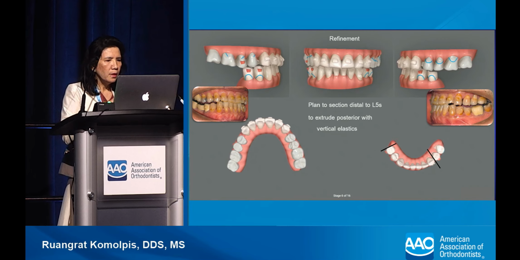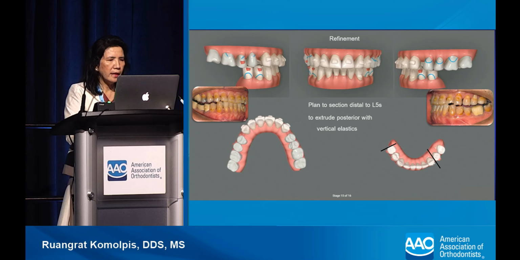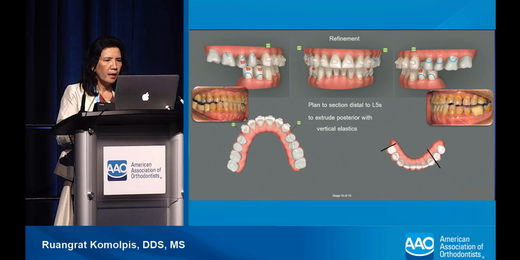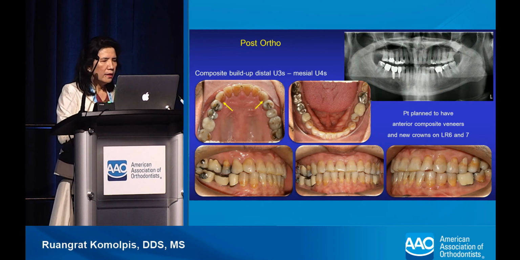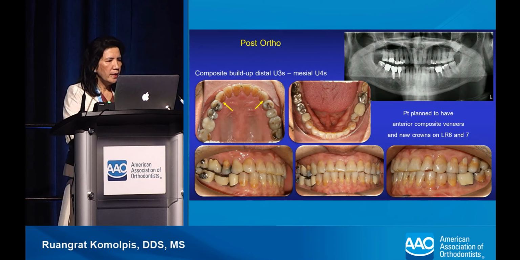So we plan to procline the upper canines and incisors some more to get out of the edge-to-edge bite. And in the back teeth that you don't see in the plan, we use vertical elastic to extrude the posterior. This is after ortho. We did the composite build-up, distal to the upper canines and mesial to the upper 4s. Then the patient plans to have anterior veneers and new crowns on the lower right 6 and 7.